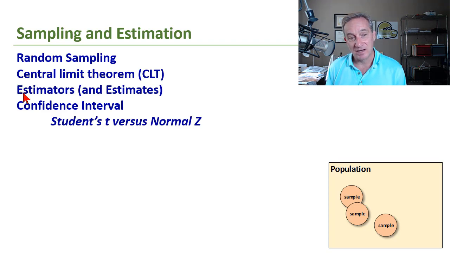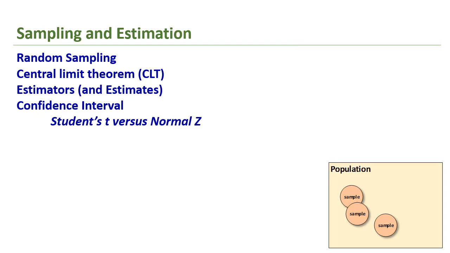We'll look at what an estimator is and distinguish it definitionally from an estimate, estimator versus estimate. And finally, we'll look at the actual construction of a confidence interval, and we'll just be very clear on why we need to use a student's T as opposed to a normal Z, and when we can use one as an approximation for the other. So I look forward to sharing this material that I think theoretically is really fascinating.